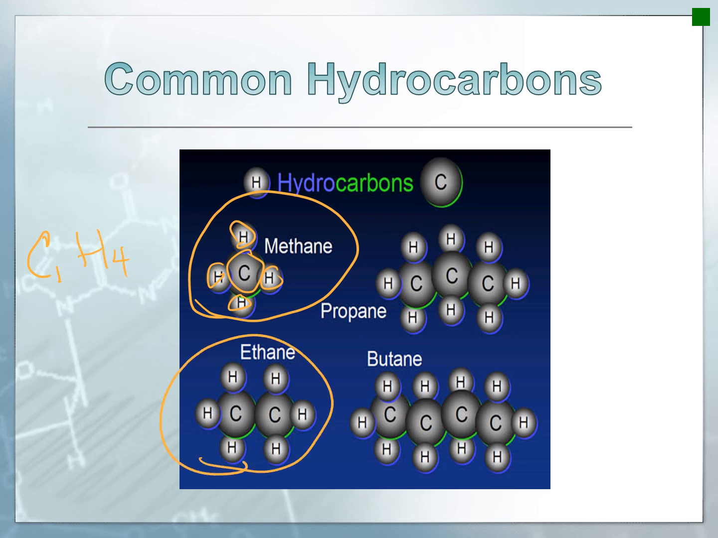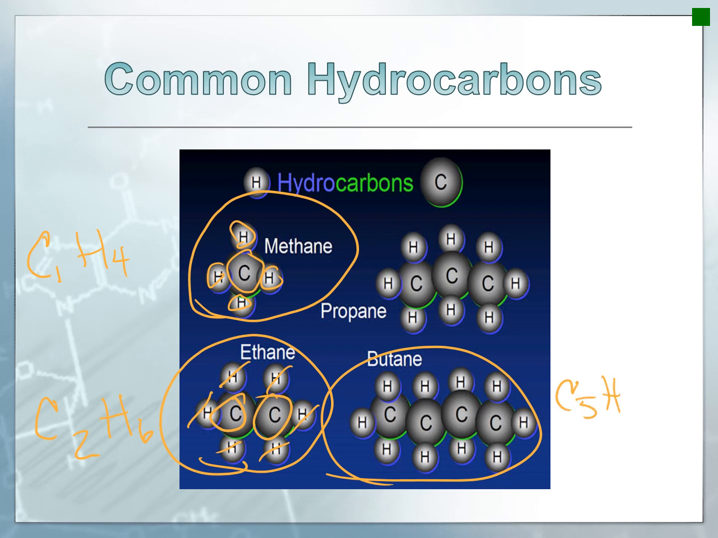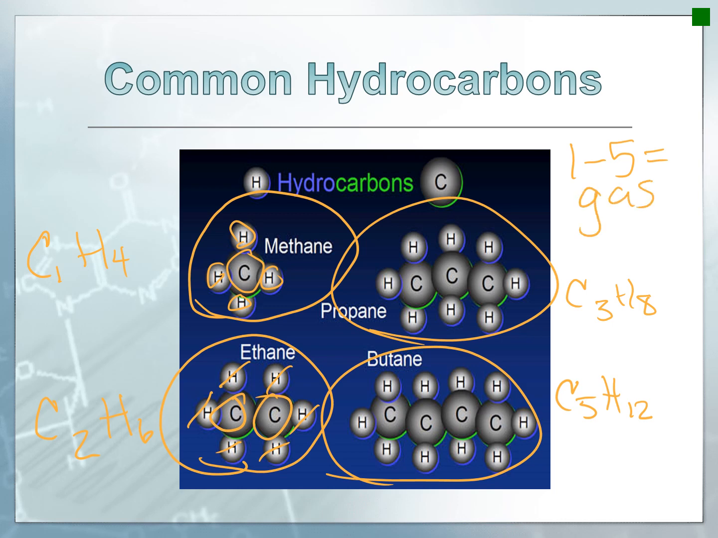This one is ethane, which has C. How many carbons do I have? 2, and then I have 1, 2, 3, 4, 5, 6, so H6. That would be ethane's formula. Butane is C5H12. And then propane, if I counted all these, you would get C3H8. Notice that all of these common hydrocarbons have between 1 and 5 carbons, so all of these would be a gas. These are all considered your natural gases.